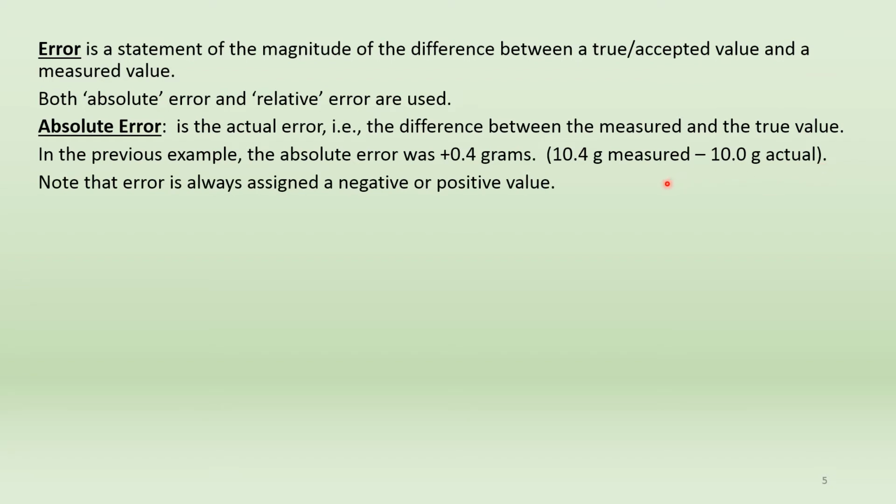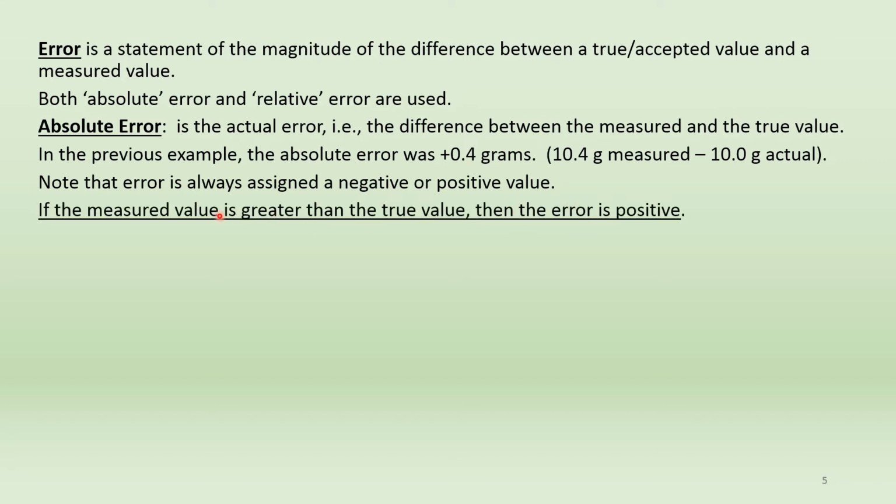And note that error is assigned either a negative or positive value. If the measured value is greater than the true value, as in this case, then of course you assign a positive value to the error. Conversely, if the measured value was less than the true value, you assign a negative value to the error. Note that if no sign is assigned, then we assume it's positive, but if it's negative, you must make sure to put the negative sign in. So here's the formula. Absolute error is simply measured minus true. In our example again, 10.4 minus 10.0 is plus 0.4 grams.